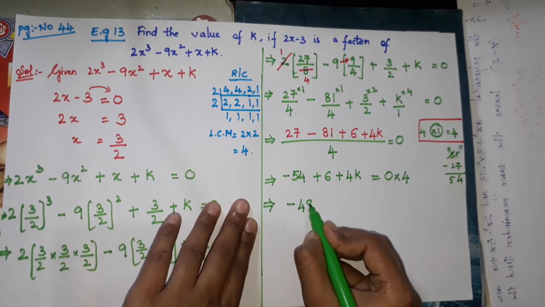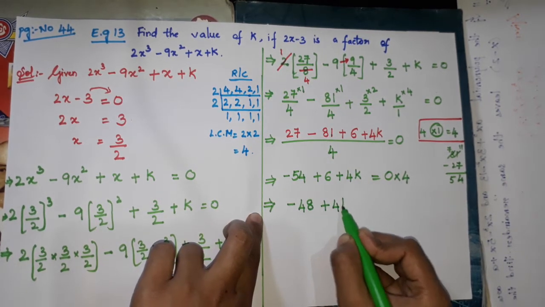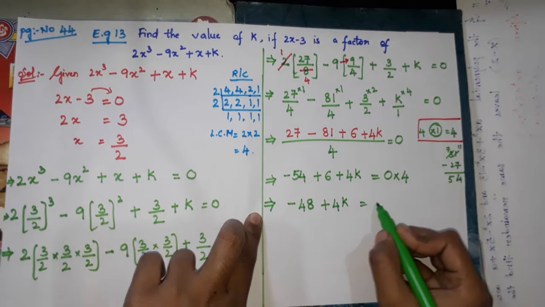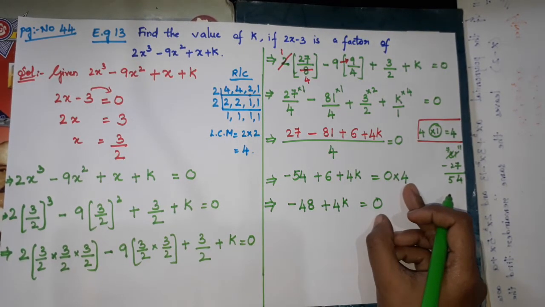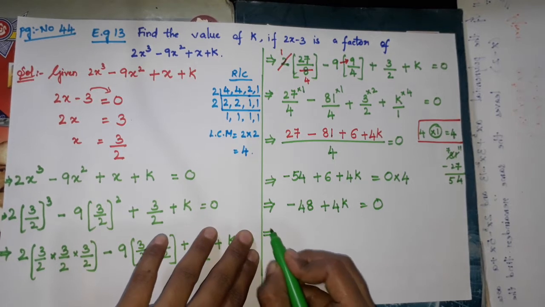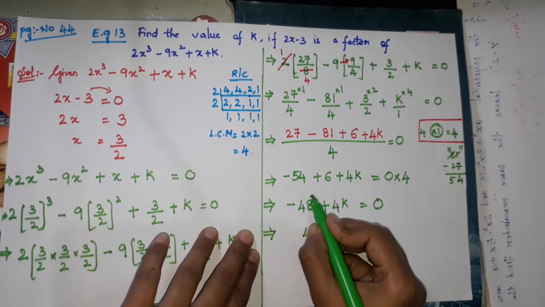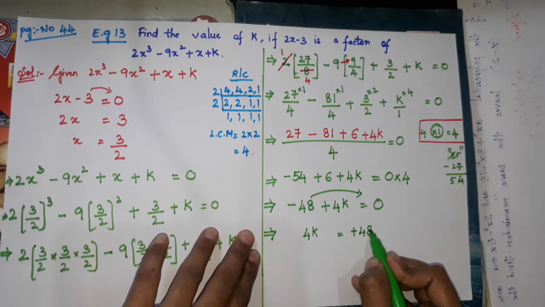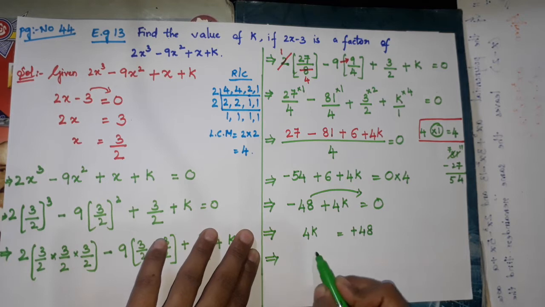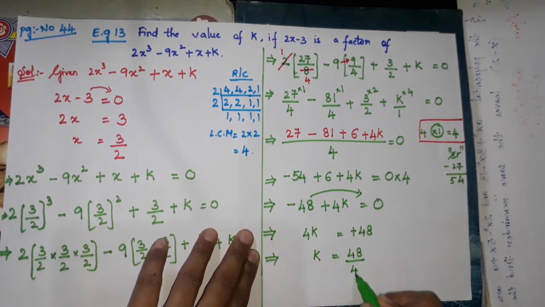Minus 48. Plus 4k as it is equals to 0 into 4. If 0 is multiplied with any number, it will give you 0, children. Okay, now 4k as it is, send this 48 to that side. So it will give you plus 48. That is nothing but k is equals to 48 by 4.